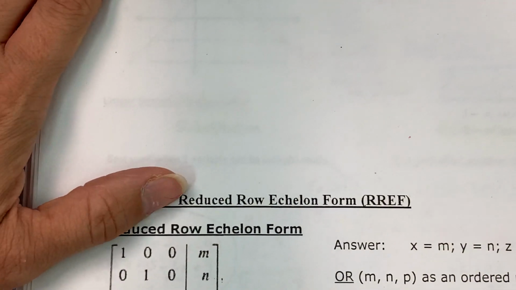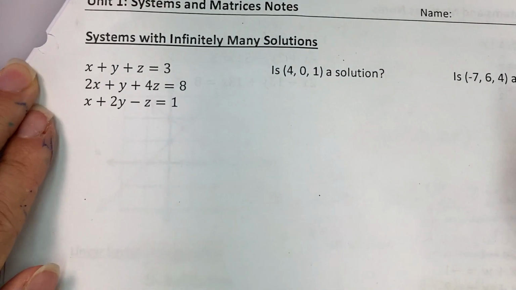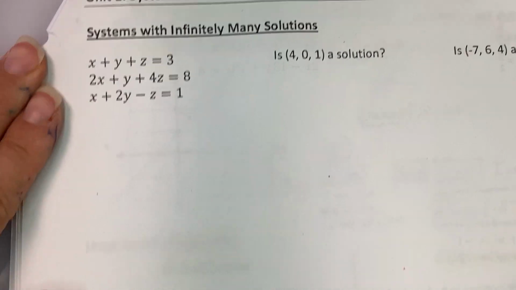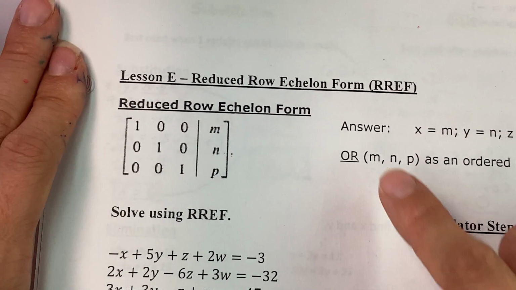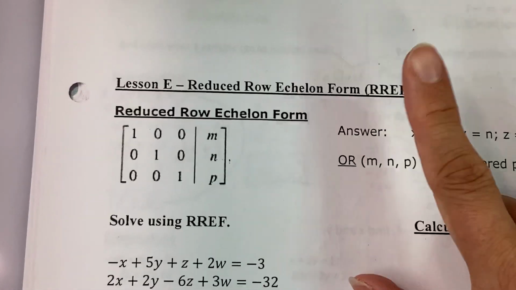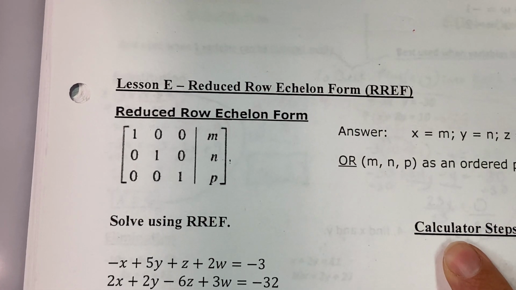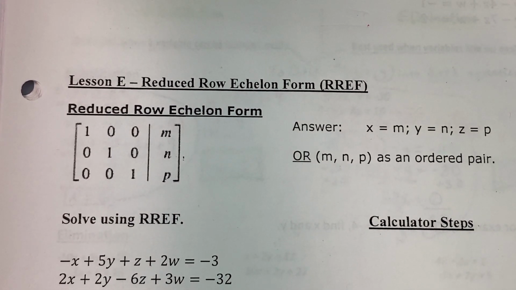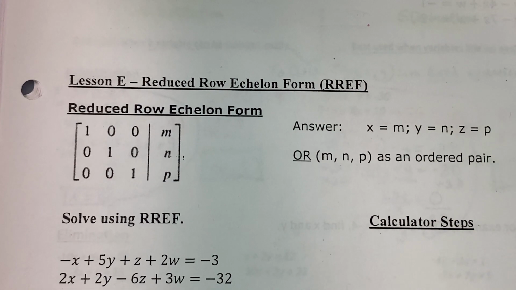On the next page, we will be getting into what infinitely many solutions looks like when we do row echelon form. And then in the last lesson, we'll talk about reduced row echelon form. And folks, for this section, you will need a graphing calculator. So if you haven't gotten one yet, please make sure that you get one as soon as possible so that you are able to follow along with those steps.